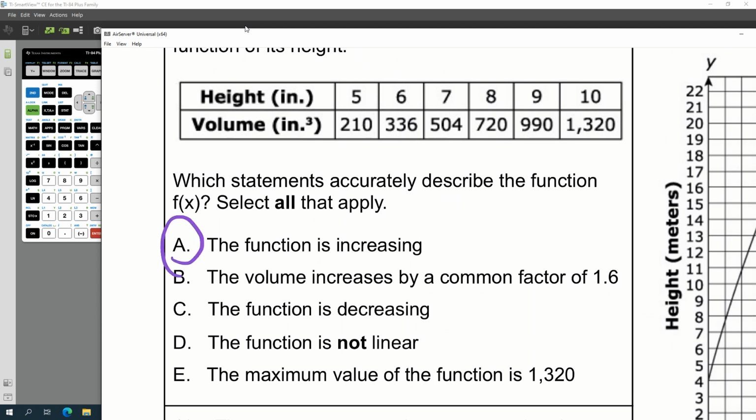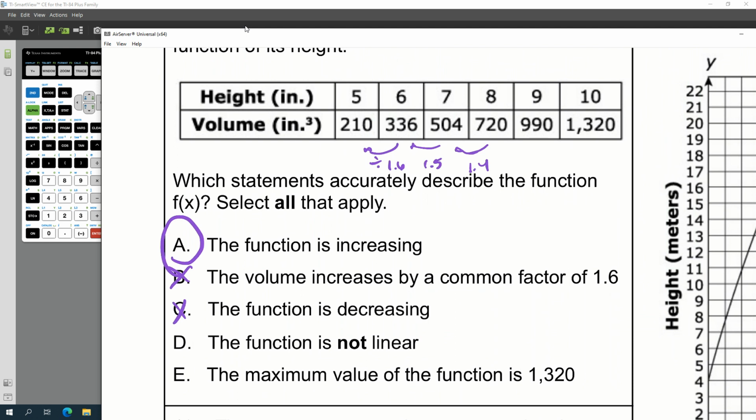And then to check to see if it's increasing by a common factor, you would take this number and divide it by the previous. And you do get 1.6 there, but let's keep checking. We take 504 and divide it by the previous. You get 1.5. And then I think it starts getting off by a lot more than that. And then it's 1.4. So I would say it's not a common factor because it kept getting different things. So if the function is increasing, we're not going to choose that the function is decreasing.